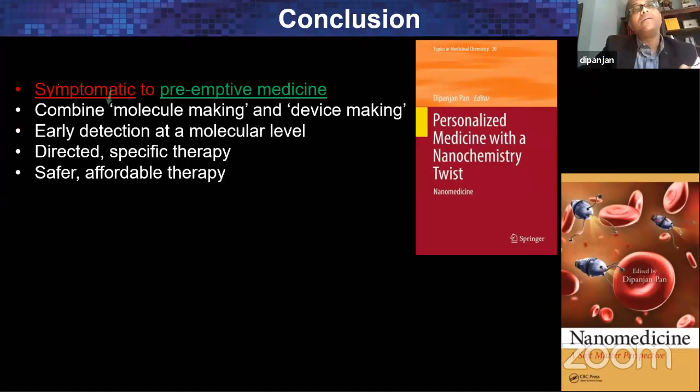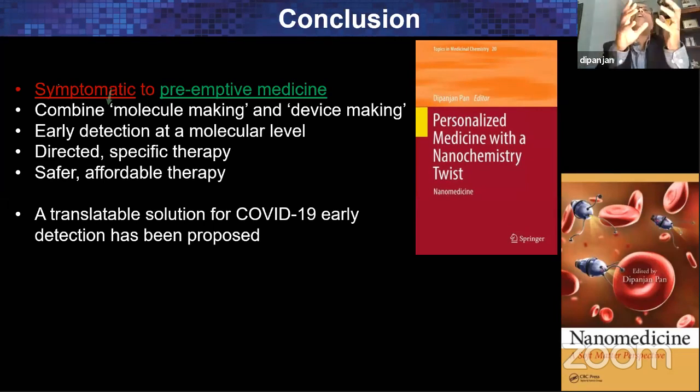So we really combine molecule making and device making. We're using antisense oligos. These are synthetic molecules. We're making those tiny molecules, and then we are using them for devices. That means we are combining two completely different fields, one is chemistry, one is electrical engineering, to bring an early detection at a molecular level. What we're doing here is really going after the molecular level of the virus COVID-19.